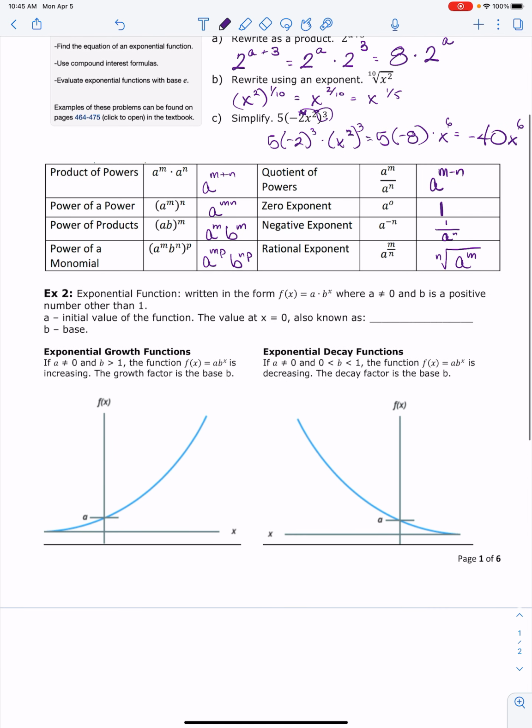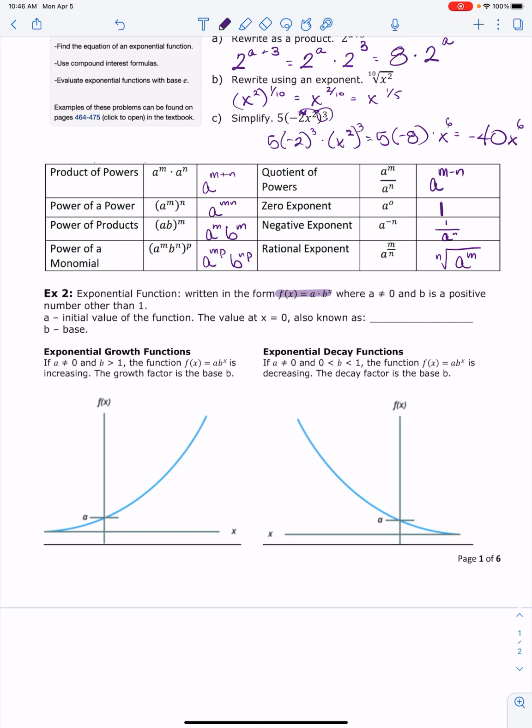Example 2 here, our exponential functions. We are going to write in the form a times b to the x. A cannot be 0, otherwise this is just 0 everywhere, and that's boring. B has to be a positive number. The base has to be a positive number.